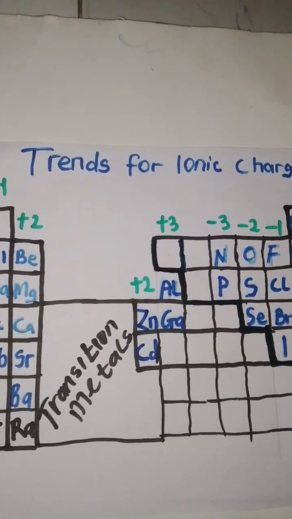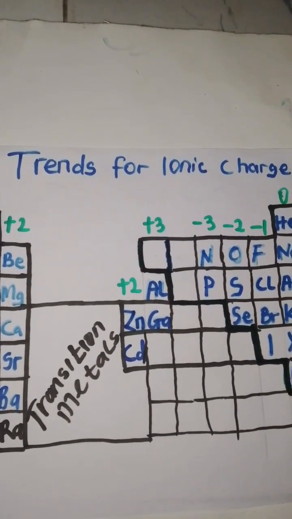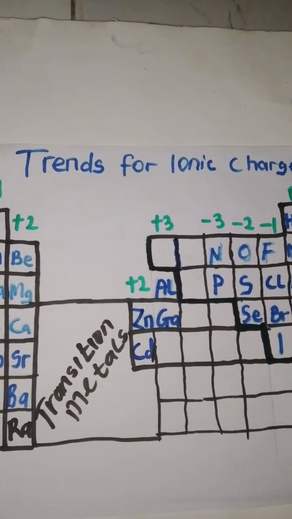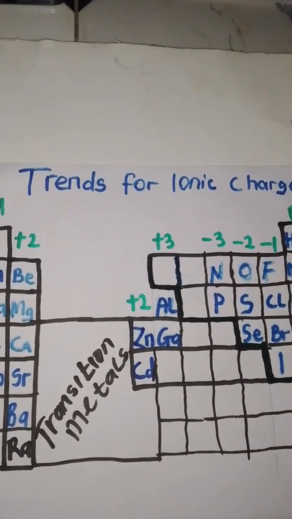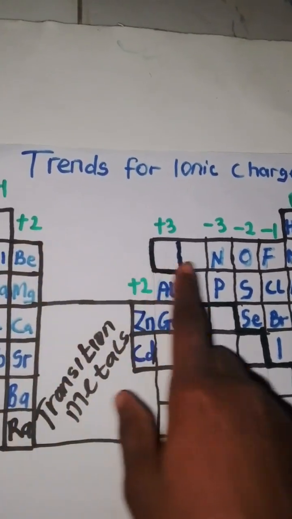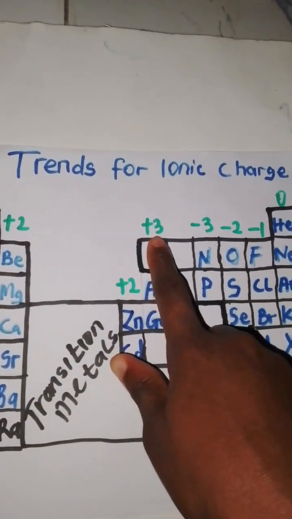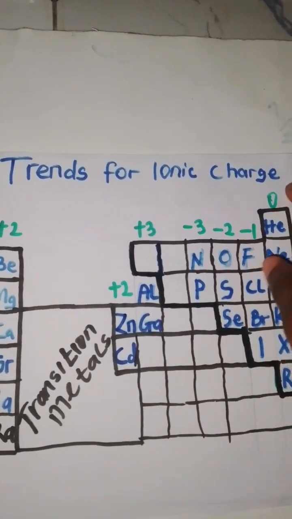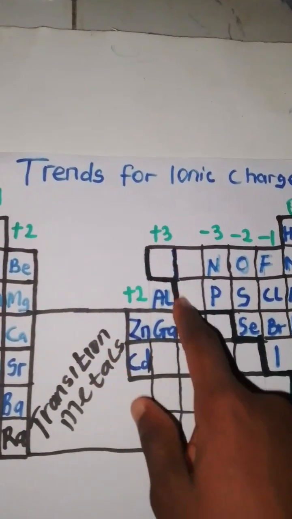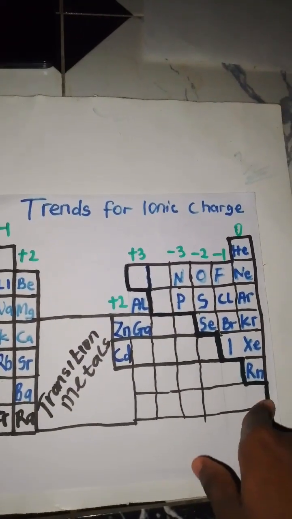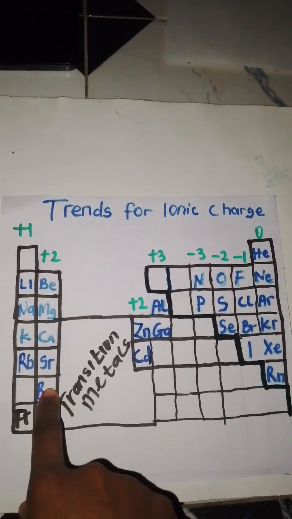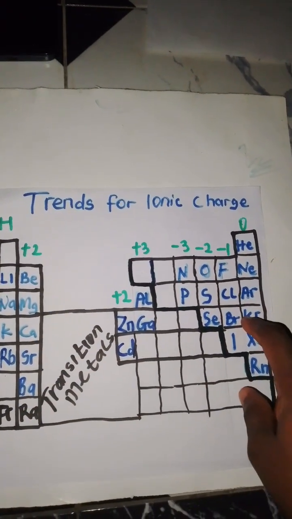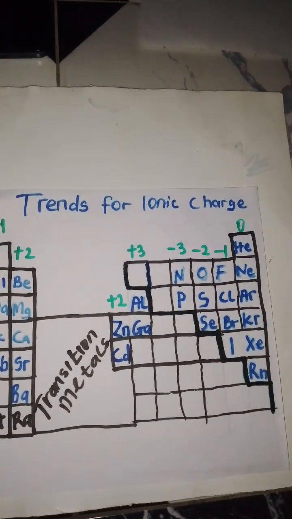In today's video, I will show you easy steps in writing ionic compounds. Right before me, I have the trend for ionic charge, which has +1, +2, +2, +3, -3, -2, -1, and 0. With these, we differentiate between the metal and the non-metal. There are easy steps to follow.